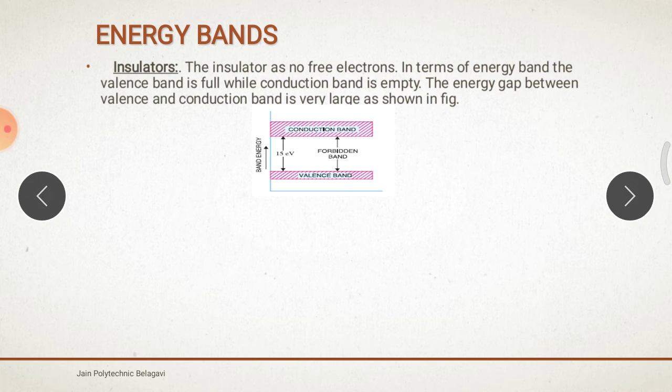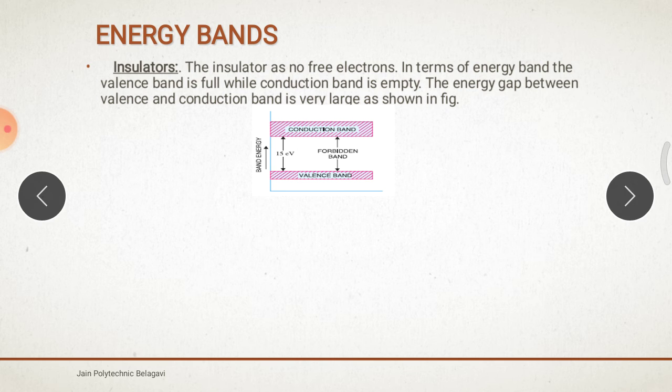How much? It is 15 electron volt. It is separated, and the energy gap is 15 electron volt, that is the forbidden band, or you can call it the forbidden energy gap. It is very difficult for a valence electron to go to the conduction band because the gap is large. In the case of a conductor, both overlap. But here the gap between the valence band and conduction band is large, around 15 electron volt.